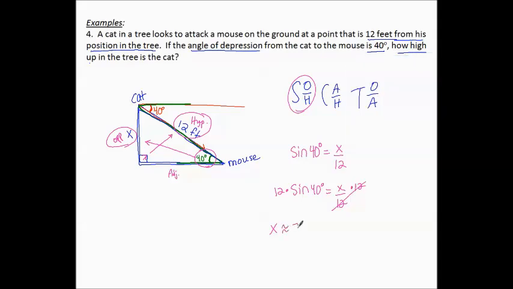X is approximately 7.7. Now in word problems, our answers always have words. What do I mean? Well, first off, units. If this is a length, I look at the other length, I see that feet were used. So 7.7 feet. So we can say 7.7 feet high is the cat in the tree. Pretty cool, right?